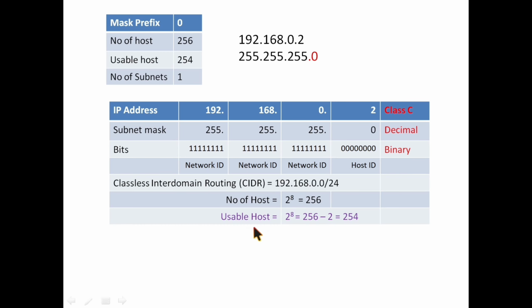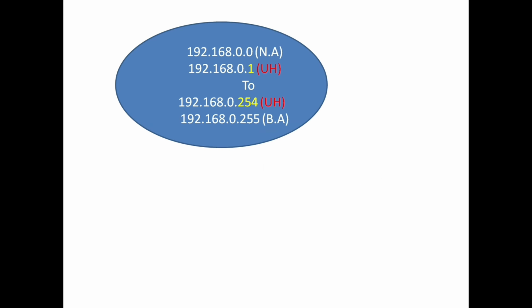Now the usable host. Usable host means the number of 0s in the host ID, that is 2 to the power 8, that is 256, minus 2, that is the network address and broadcast address, equal to 254, is known as the usable host. Now usable host is from 1 to 254, subtracting the network address and broadcast address. This is known as the usable host.